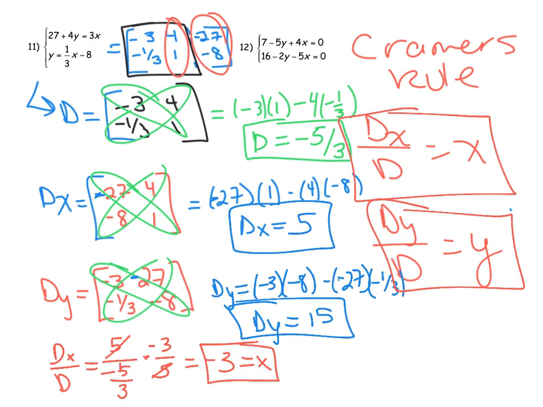Okay, dy, we'll solve for y using dy over d. So we have dy over d. I have 15 over negative 5/3. Again, a little keep, change, flip. This will become a 3. This becomes a 1. So I'll have y to equal negative 9.